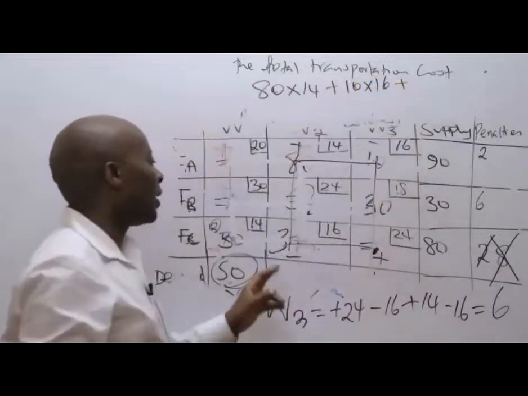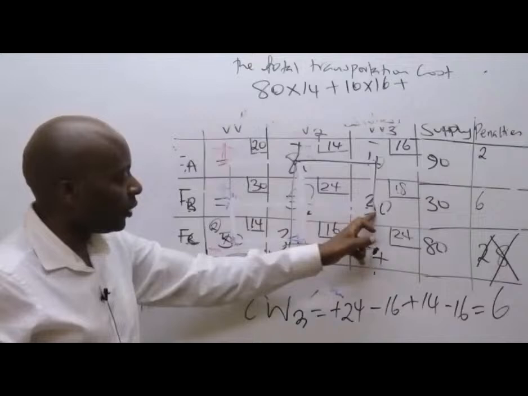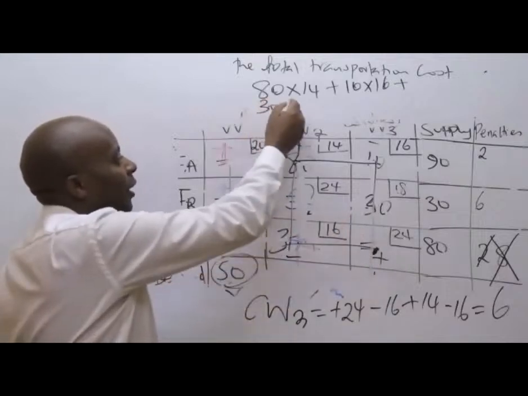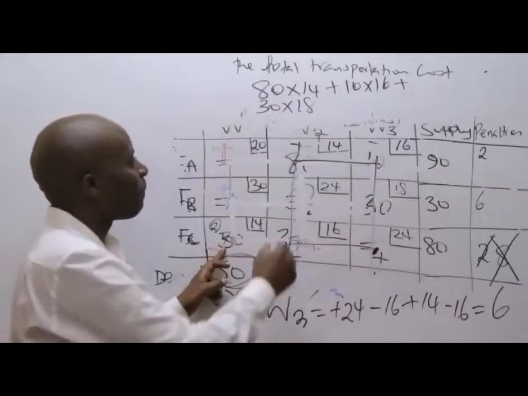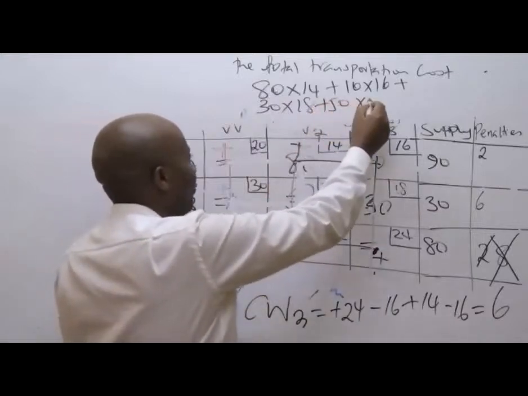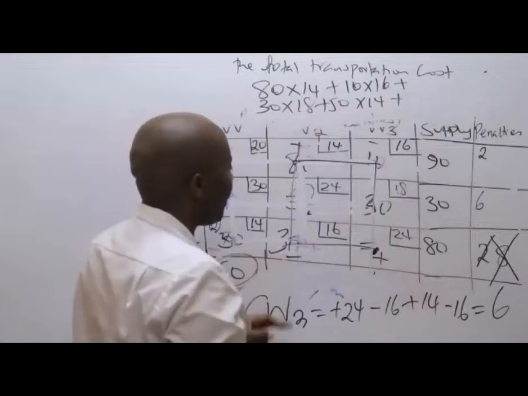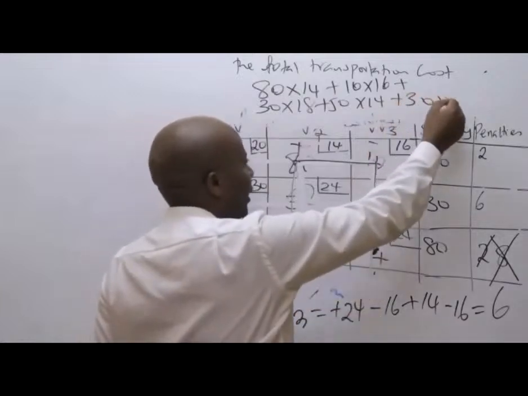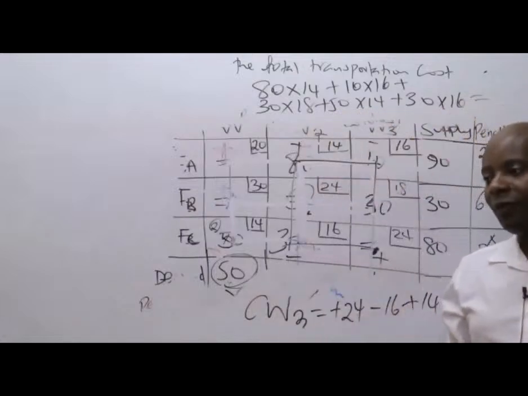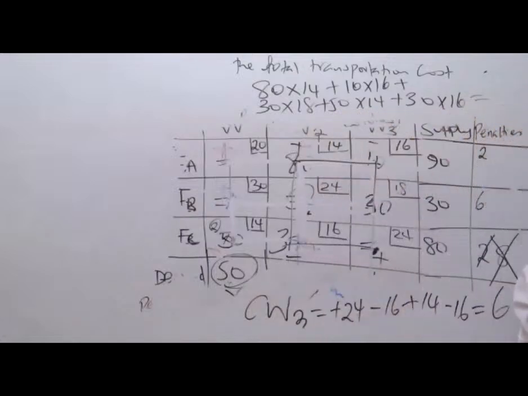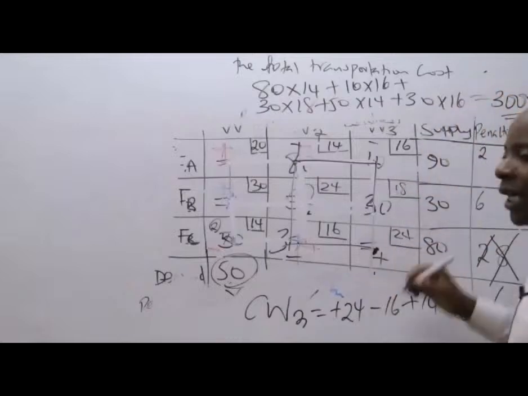Plus, just try to get all the quantities. We have 30 times 18. 30 times the cost per unit, which is 18, plus 50 times 14, plus 30 times 16. Come and give us a figure. So Edward gives us a figure of 3,000.